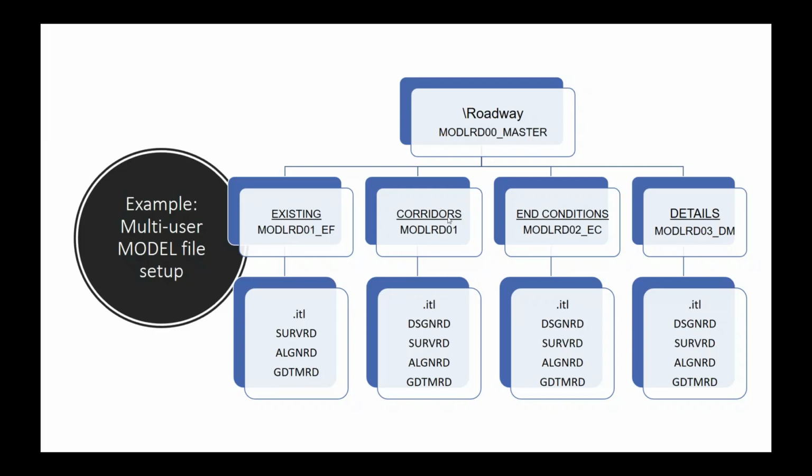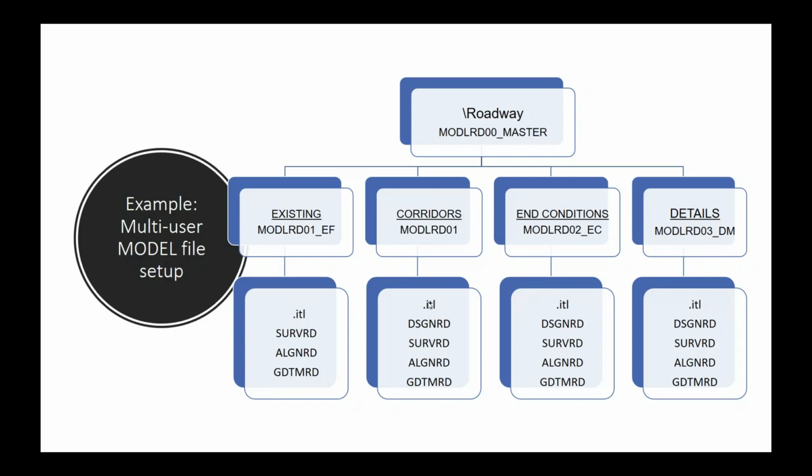And then when you build your models for your project, this is just one example of how you can break them up, where you have your mainline corridors in one model file. You might want to do your end conditions in another model file, and maybe some of the detail modeling around intersections in a separate one. It all depends on your project. The key is that you define how you want to break up your models and your design files, so that you have a single source of data and you're able to work on them at the same time.